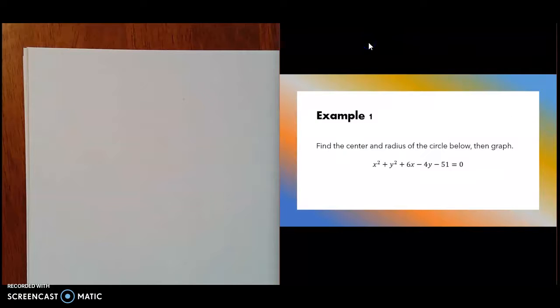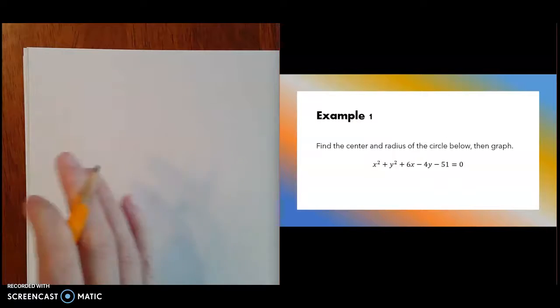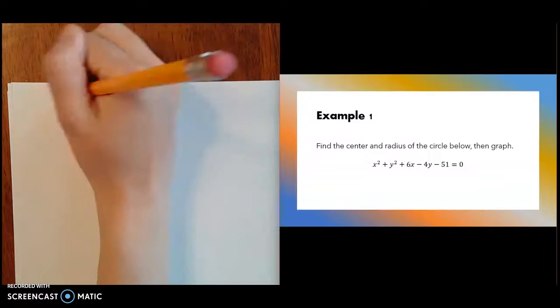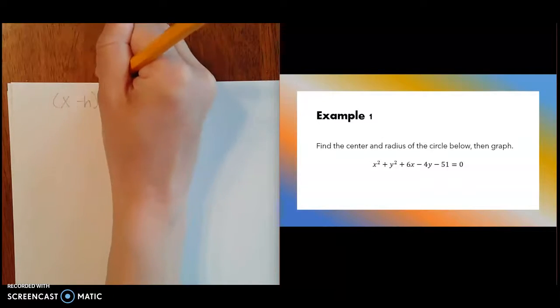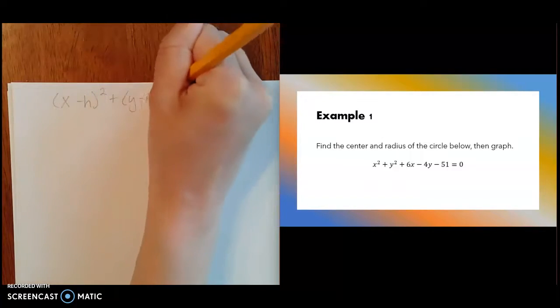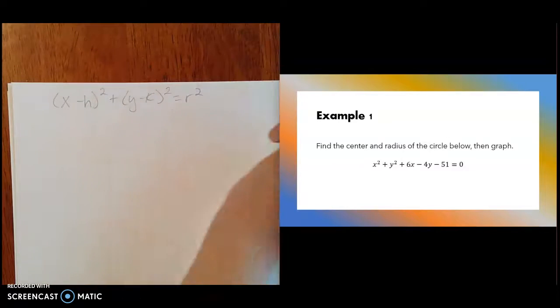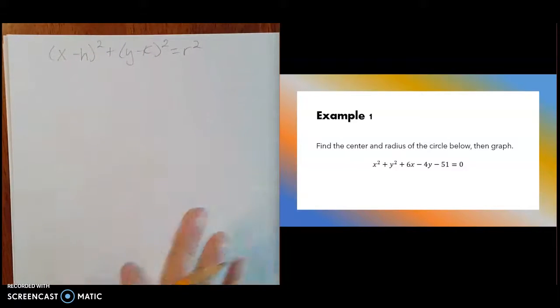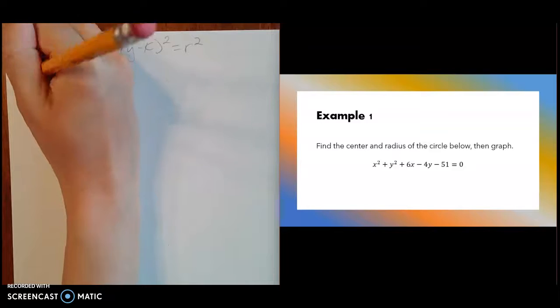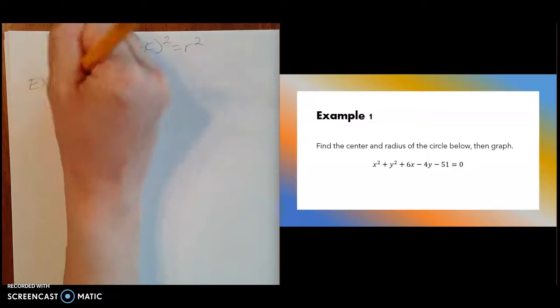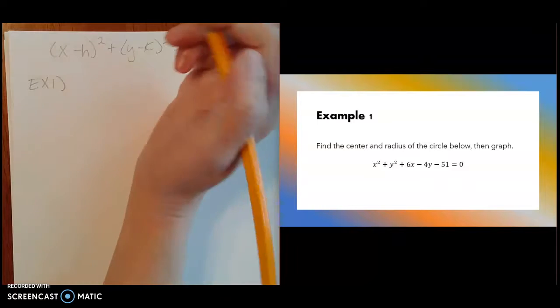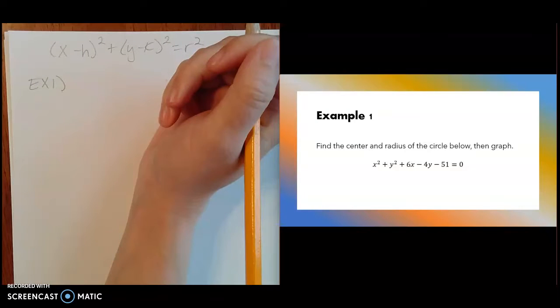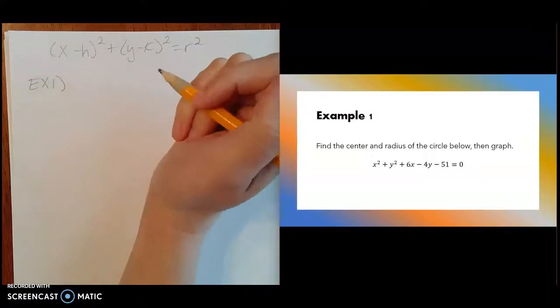So today we're going to be doing things in standard form, and basically our goal is going to be to get it in that center radius form. So just refreshing you, up here it's x minus h squared plus y minus k squared equals r squared. We're going to try to get it in that format. And how do you do that? It's by completing the square. So that completing the square thing that we did to solve quadratics, we get to use it again in a different way.